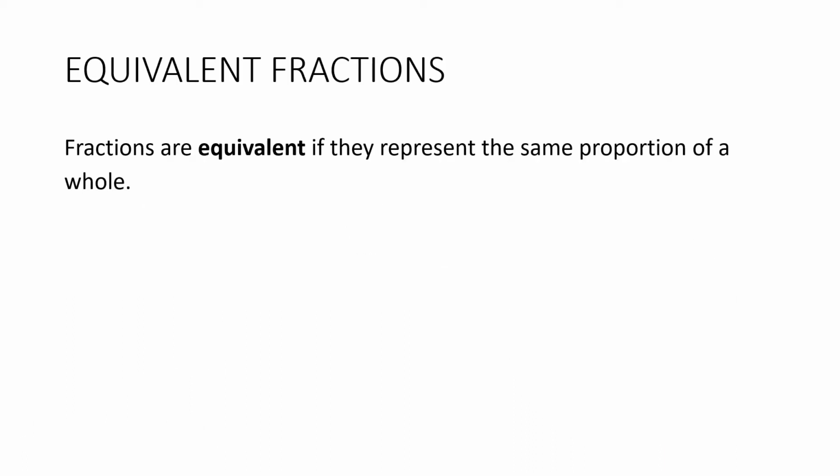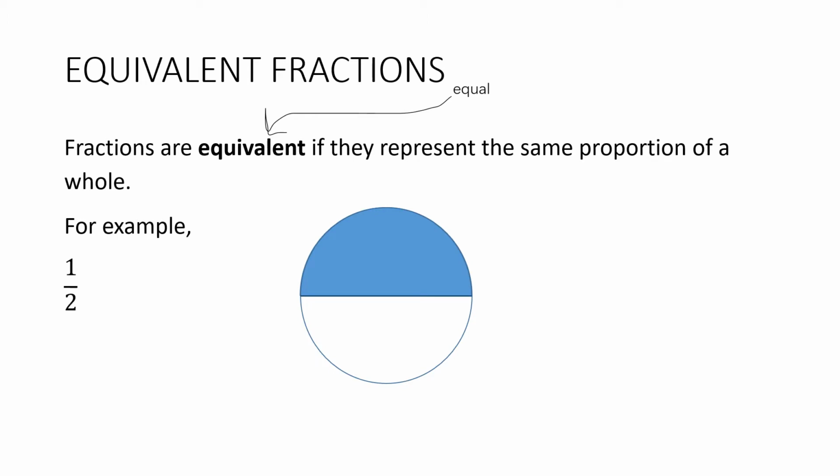Now fractions are equivalent if they represent the same proportion of a whole. And equivalent just means equal. Let's look at this example. There we've got a half shaded. I've got my whole and I've divided it into 2 and I've shaded one part of it. Now if I split this into quarters, I have 2/4. So half and 2/4 are equivalent fractions. I could split it into eighths and I would have 4 shaded parts out of 8. So half is equivalent to 2/4 is equivalent to 4/8.